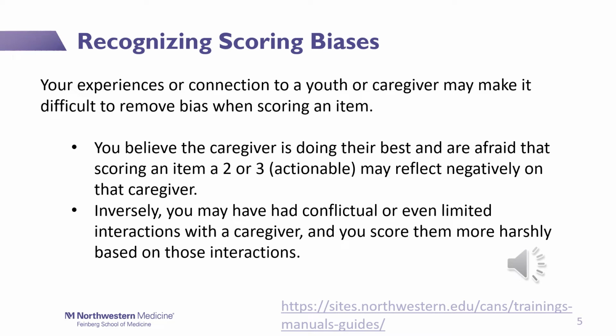We also see the opposite of this. If you do not have a good relationship with a caregiver, it may be tempting to score them more harshly. It's important to recognize these biases and to refer to the manual for levels. Additionally, we oftentimes see biases against fathers, and when this happens, they may be scored more harshly.